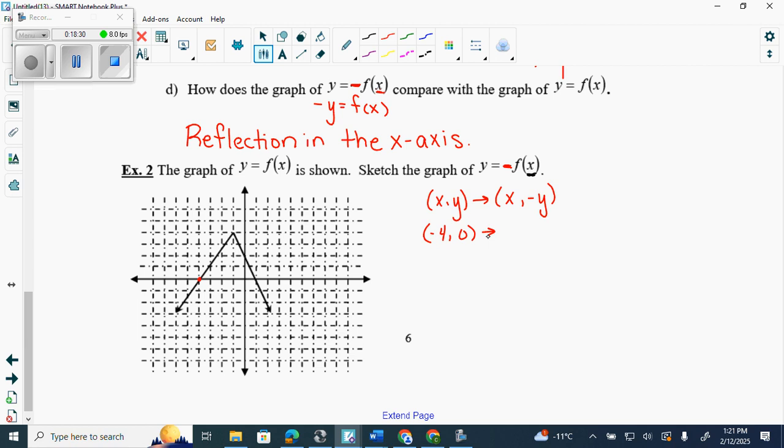And it's going to become negative 4, comma, negative 0. Is that even such a thing? Negative 4, 0. What does it say? Negative 4, 0. It's invariant. Why is it invariant? It's on the reflection line, correct? If you're only reflecting, wherever you're reflecting, that's where it stays the same.